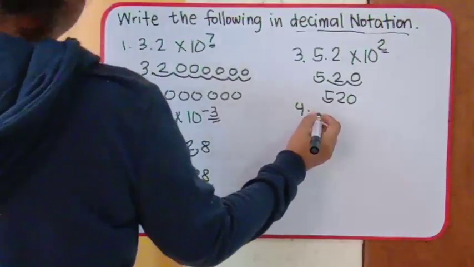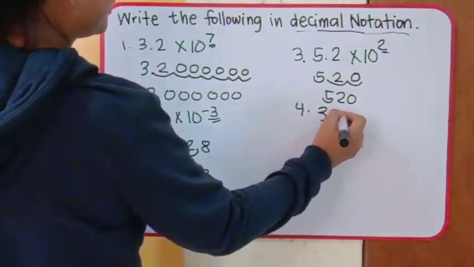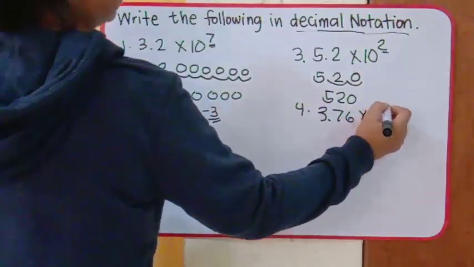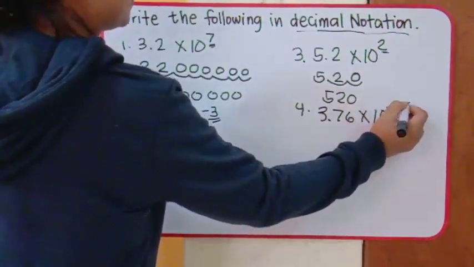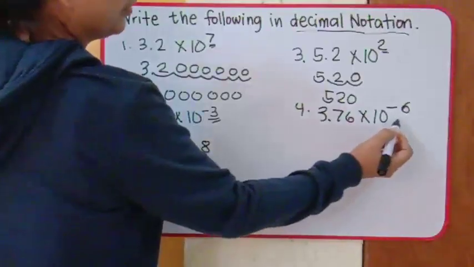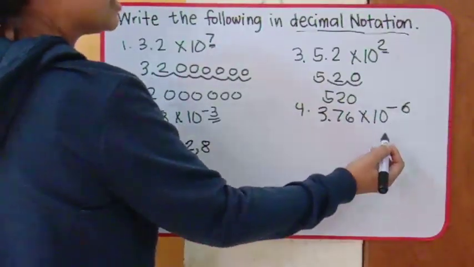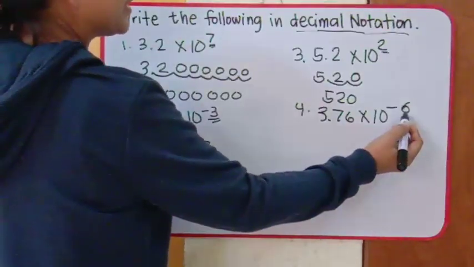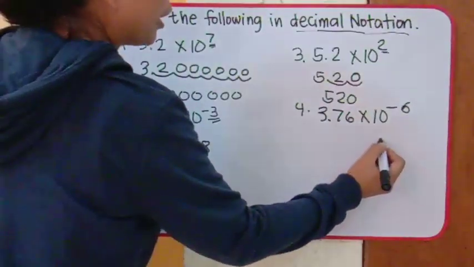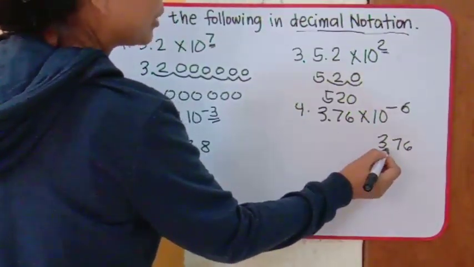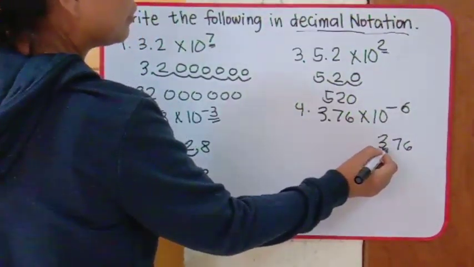Now let us have example number 4. So example number 4, we are given 3.76 times 10 raised to negative 6. Okay, so here we have the exponent of 10 is negative 6. So it means that we will move the decimal point 6 times to the left. So we have here 3.76. So we move the decimal point 6 times to the left.